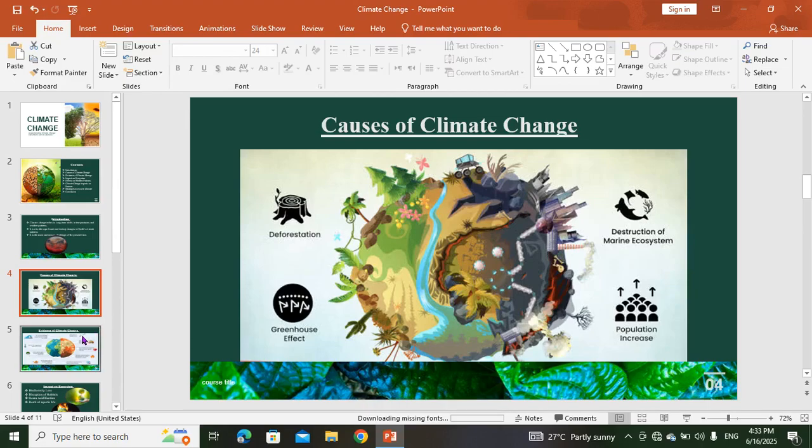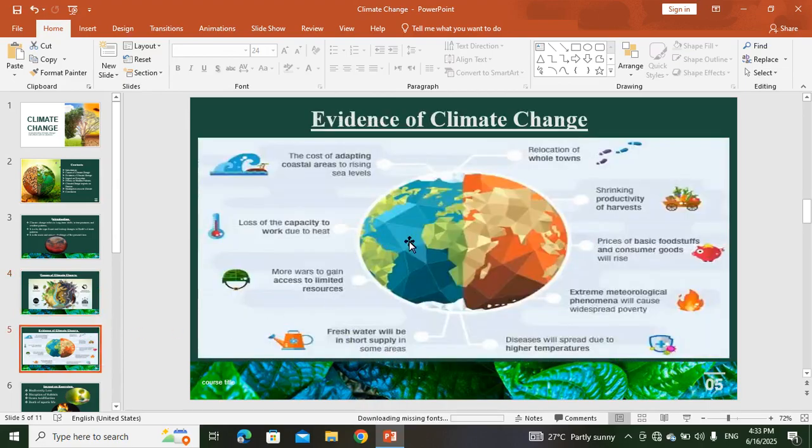And the next is the evidences of the climate change. So these are the evidences of the climate change through which we can see that the climate change has occurred on our earth or our ecosystem.